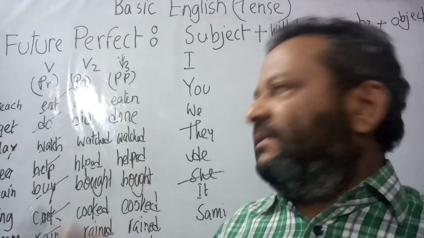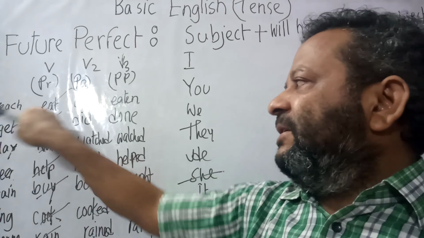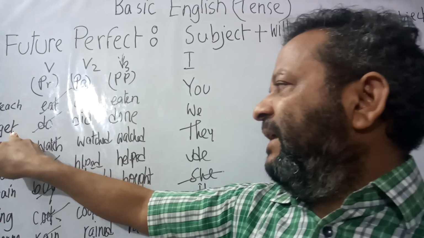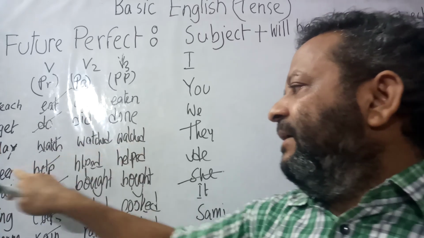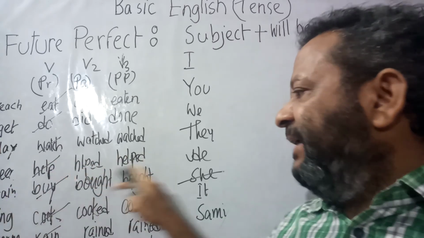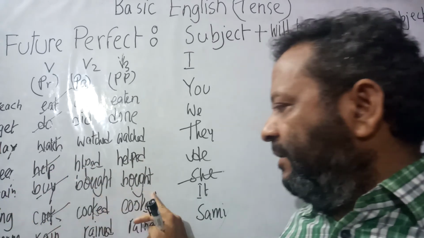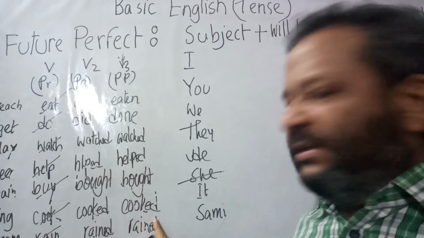Now let us consider the second set. First verb is reach. It will be reach, reached, reached. Get, got, got or gotten. Play, played, played. See, saw, seen. Attain, attained, attained. Bring, brought, brought. Storm, stormed, stormed. Finish, finished, finished.